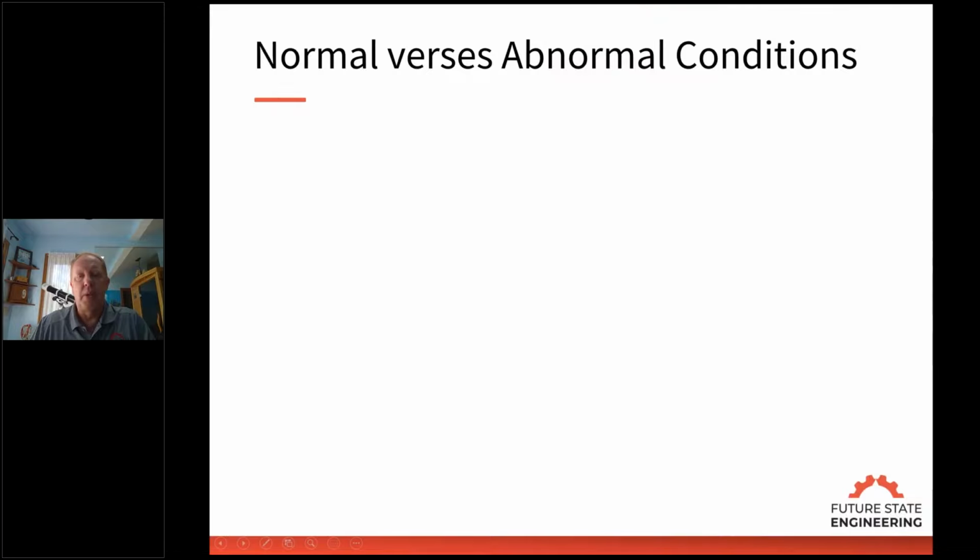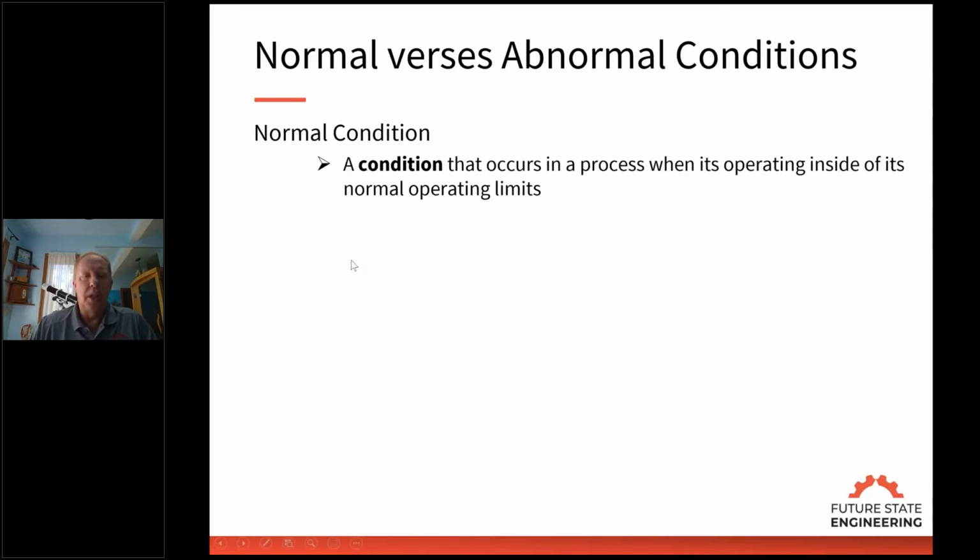Part of being able to reduce that management window is to understand what is normal and what is abnormal. If I understand what normal condition is, then I can spot abnormal condition. If I don't understand what normal is, I don't know what abnormal looks like. So what is normal condition? A condition that occurs in a process when it's operating inside of its normal operating limits.